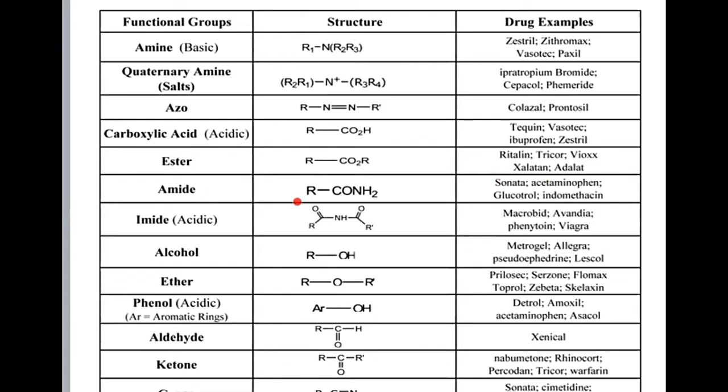Amide, which is RCONH2 or NHR dash, like Sonata, acetaminophen, glucotrol, indomethacin. Imide, which is RCONHCOR dash, which looks like two amides condensed with each other, which is imide. And it is like Macrobid, Avandia, phenytoin, Viagra. Alcohol, which is ROH, like Metrogel, Allegra, pseudoephedrine, Liscol.